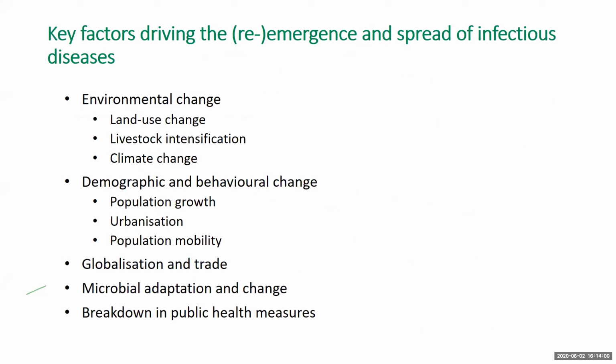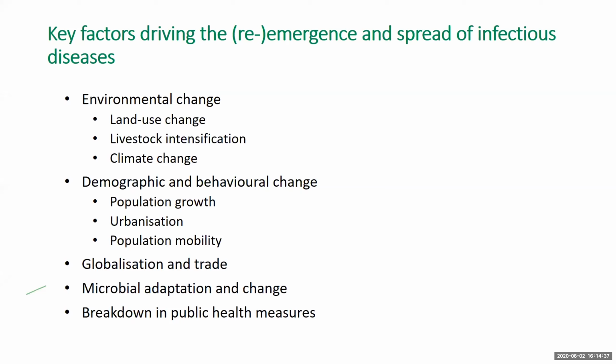So just before I go into some of these in a bit more detail, just an overview of some of the key drivers for the emergence or re-emergence and spread of infectious diseases. So environmental change, of course, associated with things like land use change, deforestation, and agriculture, forces wildlife populations to leave their natural habitats and have contacts with other animals and humans. Demographic and behavioral changes, including increased population densities, urbanization, and increased mobility, provide opportunities for infections to spread more easily once a new infection does jump into humans.